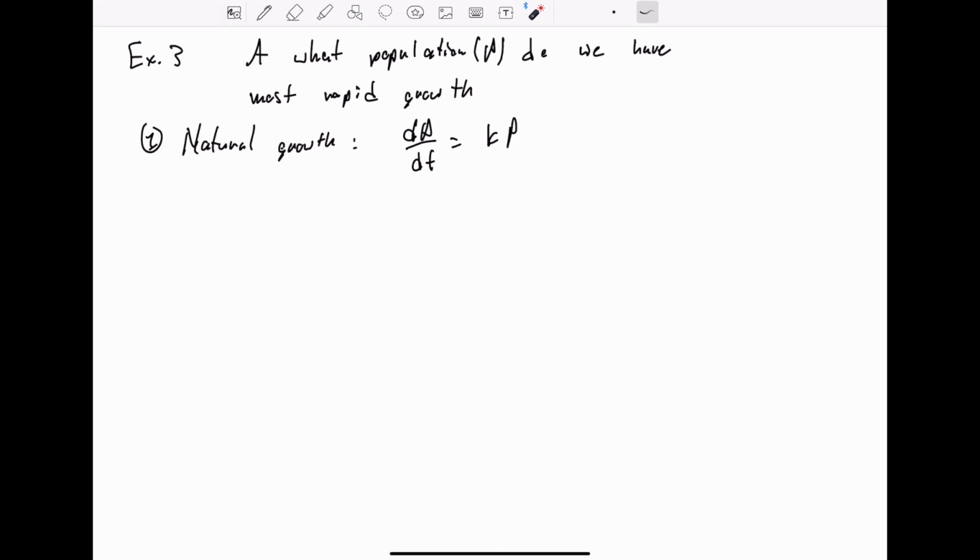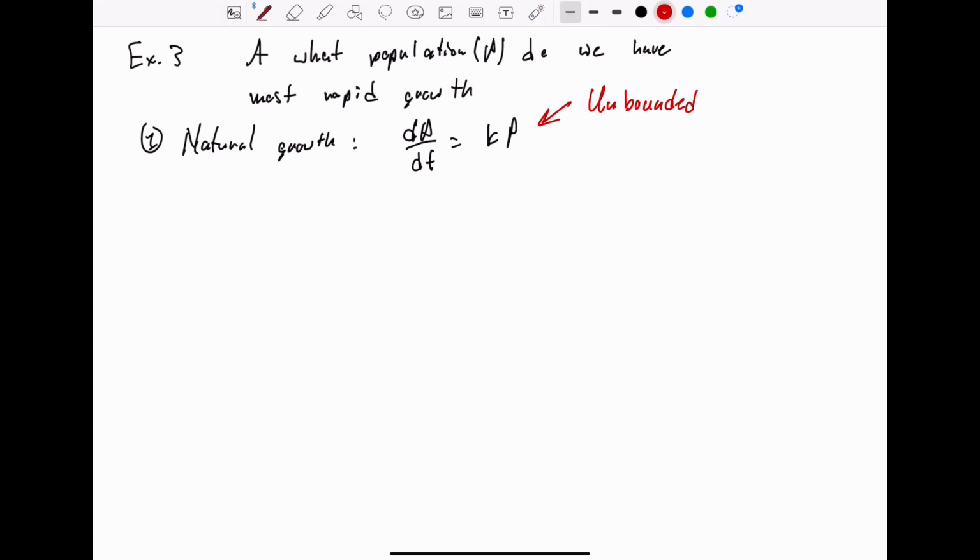So at what population do we have the most rapid growth rate for natural growth? Well, this is unbounded. The population continues to grow without bound if there's nothing to stop it. So we could say, I guess, at infinity population, we have the most rapid growth, but really the growth rate is unbounded. We keep getting more and more growth as the population gets larger and larger. So the natural growth model might work well to describe a population in the short term, but in the long term, we really have some unrealistic behavior.